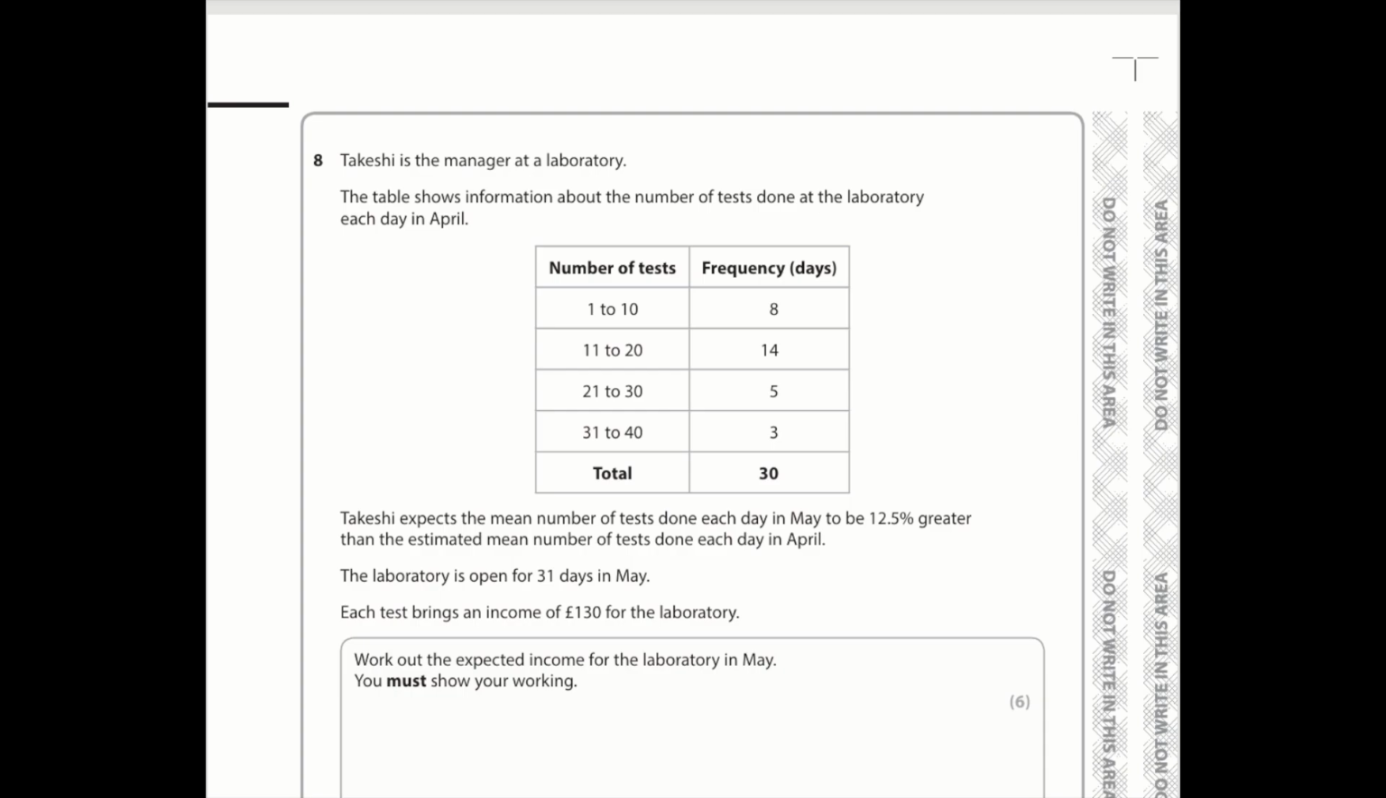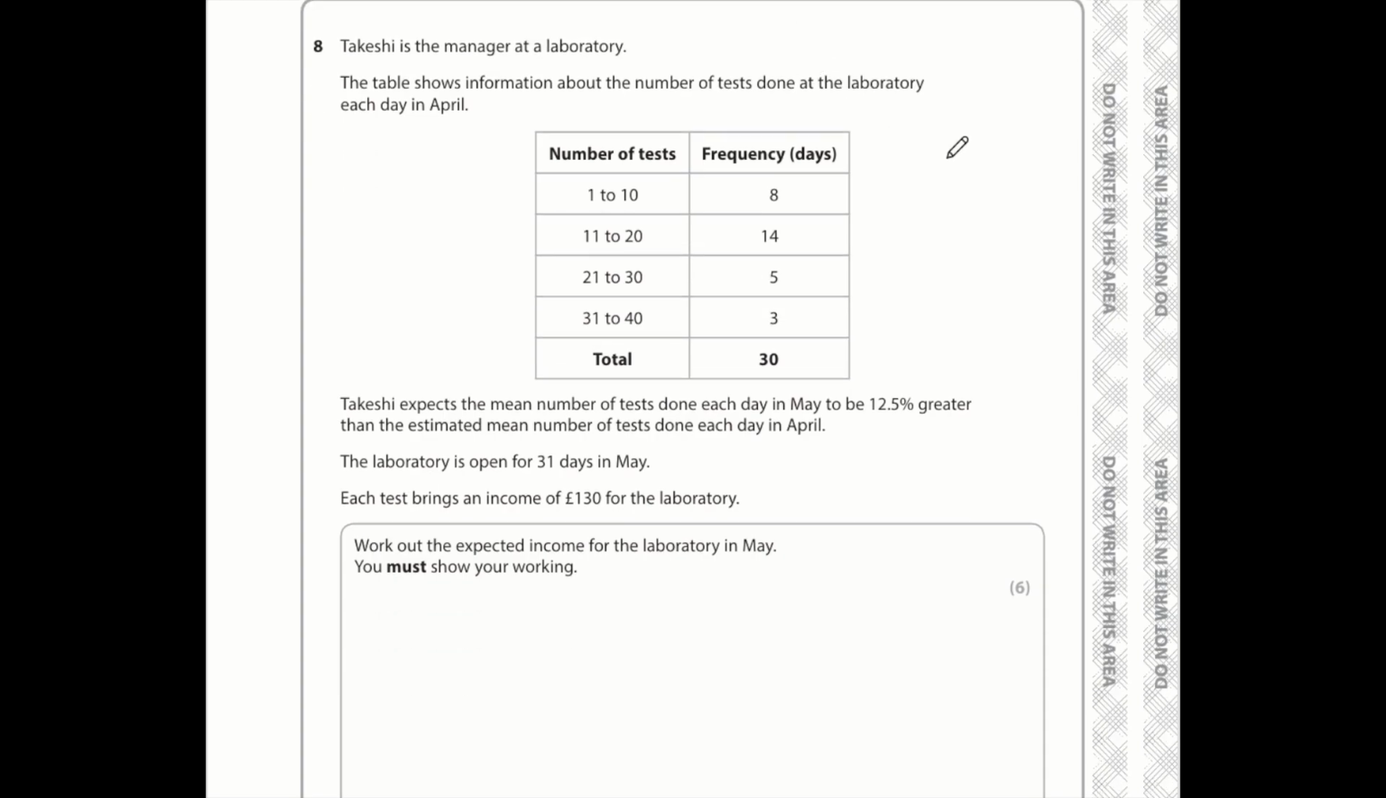Okay, question 8. So what we need to do here is work out the estimated mean number of tests for April. Now the reason why it's going to be an estimated mean is because we know that on 8 days the number of tests conducted was between 1 and 10. Now we don't know what happened on these 8 days. They might all have been 10, they might all have been 1. So what we're going to do is make an assumption that all 8 of them were the midpoint of 1 to 10.